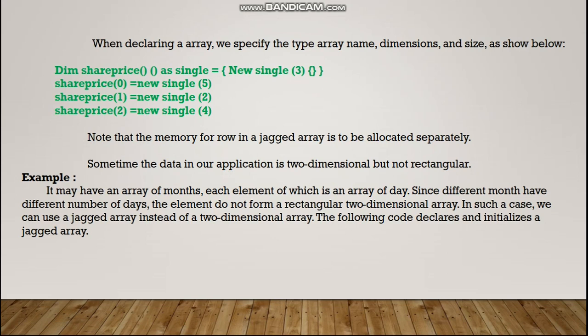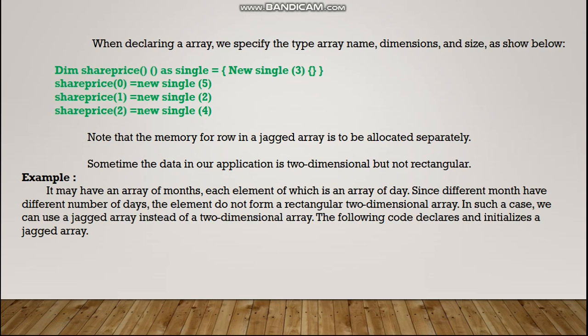Sometimes the data in our application is two-dimensional but not rectangular. For example, we may have an array of months, each element of which is an array of days. Since different months have different numbers of days, the elements do not form a rectangular two-dimensional array. In such cases, we can use a jagged array instead of a two-dimensional array. The following code declares and initializes a jagged array.